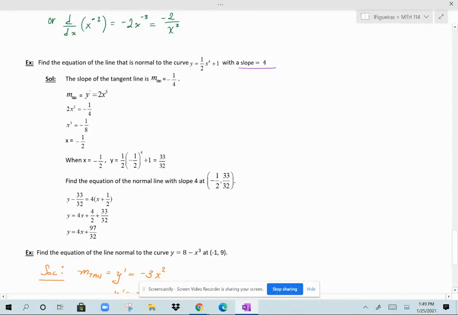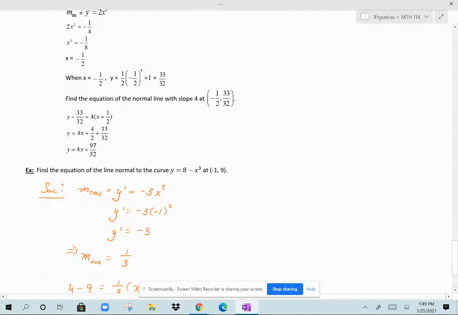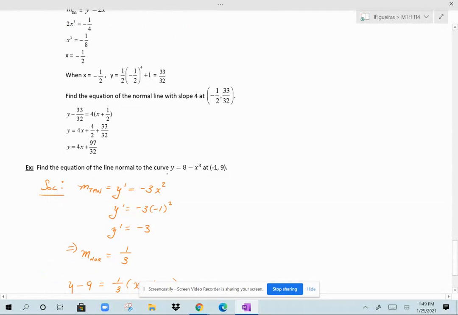All right, this next one is similar. Find the equation of the line that is normal to this curve, y equals 8 minus x cubed, but this time I've given you a point, -1, 9. Similar to the last one, I'm going to use the concept of the derivative to help me find the slope in this case.